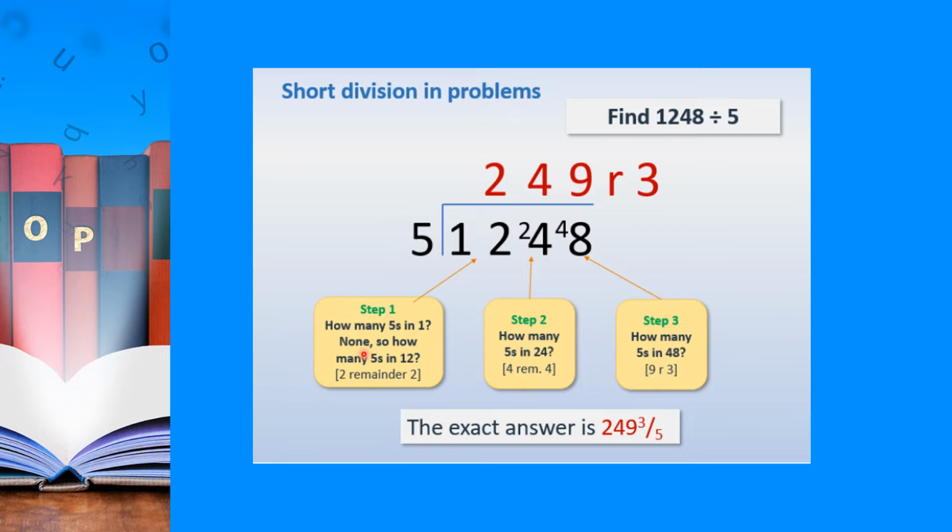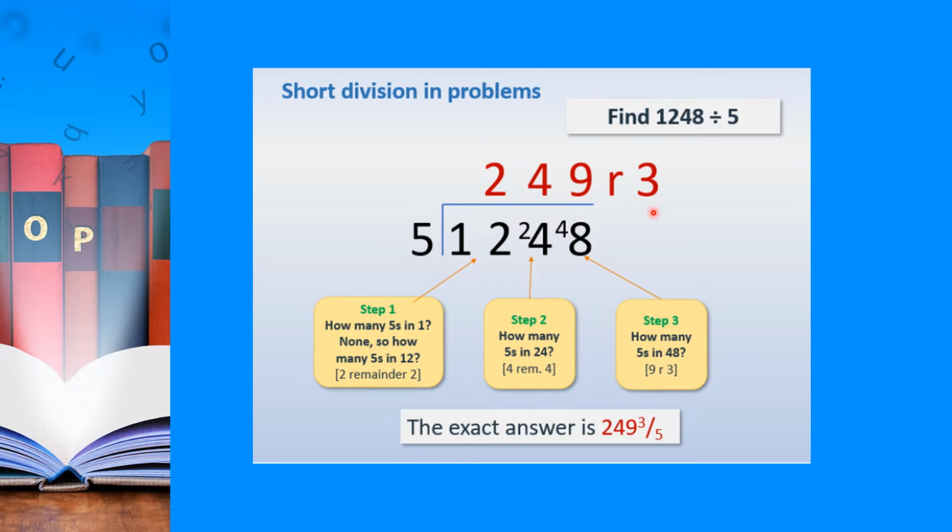We start off by thinking about how many 5s in 1. You would often put a 0 here, wouldn't you, and put the 1 remainder there. So then it's how many 5s in 12, then how many 5s in 24, and so on. Hopefully you can see the way that's being worked through.